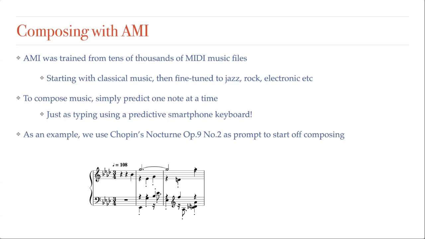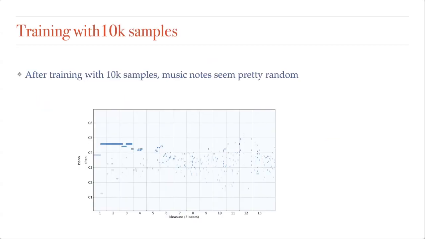So I just want to show you an example. I use Chopin's famous Nocturne, Opus 9, number 2, as a prompt. That's what I gave to Amy, right? Then I specify, because it's classical music, I want to generate something classical, so I select the classical style. I want to show you the process of training. I first trained Amy on about 10,000 MIDI pieces of music. So let's see what it produces.